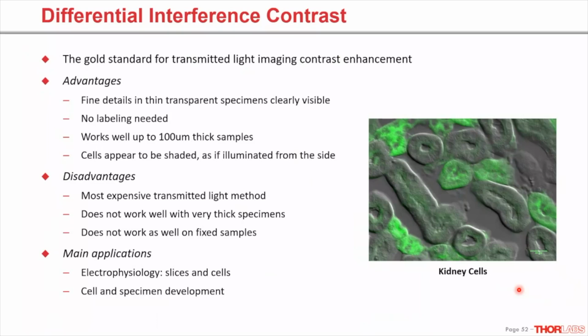Disadvantages are it's the most expensive transmitted light method that we talked about today, mainly because those optical components have to be well matched and well manufactured, so they're pretty expensive. It does not work well with very thick samples, and it doesn't work well on fixed samples. And that's because fixing samples actually changes the index of refraction and thickness, and so you don't get as nice contrast.